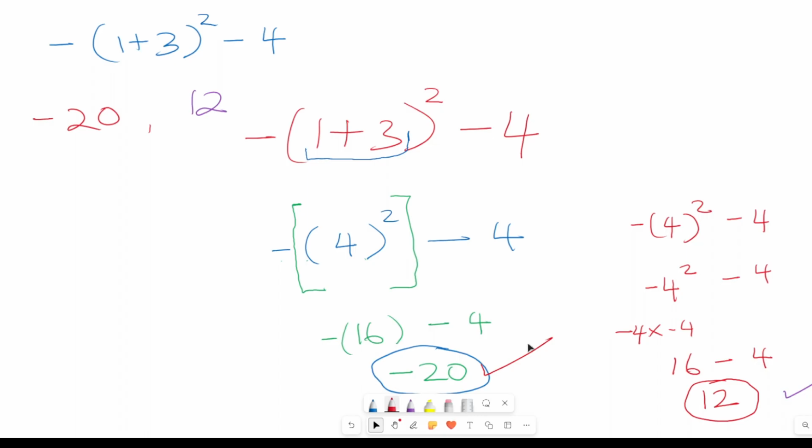Okay, welcome back. The great debate. How many of you say the answer is minus 20? Yes? Put it in your comment. And how many of you say the answer is 12? You also put it in your comment and explain why you think it's 12. But let's solve this debate once and for all.